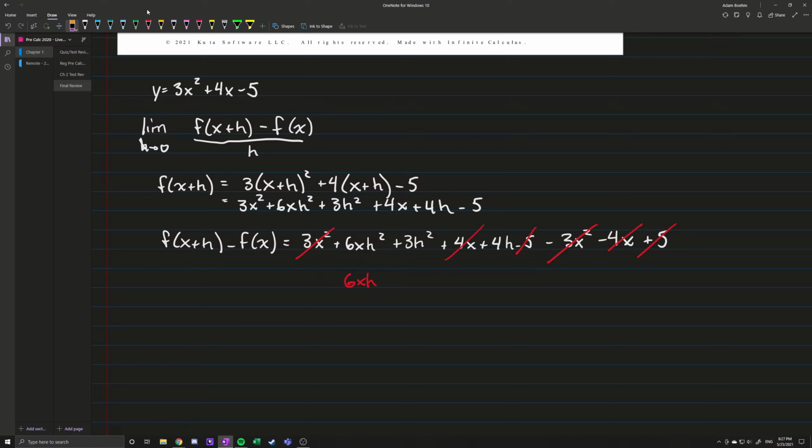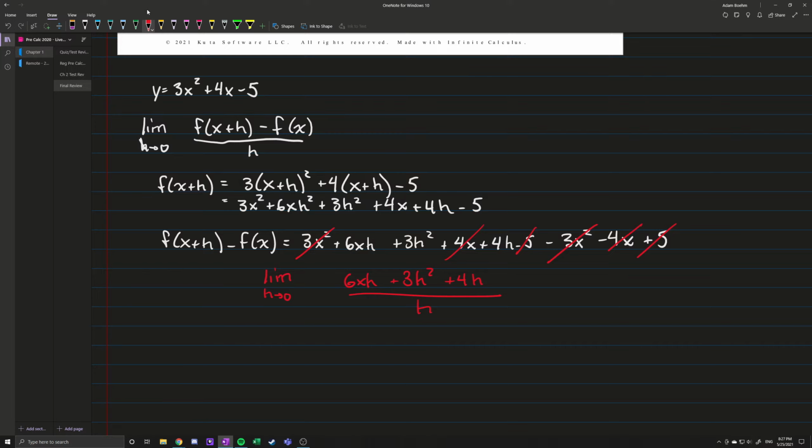There shouldn't be a squared here. Plus 3h squared. And then plus 4h. So we need the limit as h approaches 0 of this over h, right? So then we're just factoring out an h, and then plugging in h equal to 0, and we get the derivative.